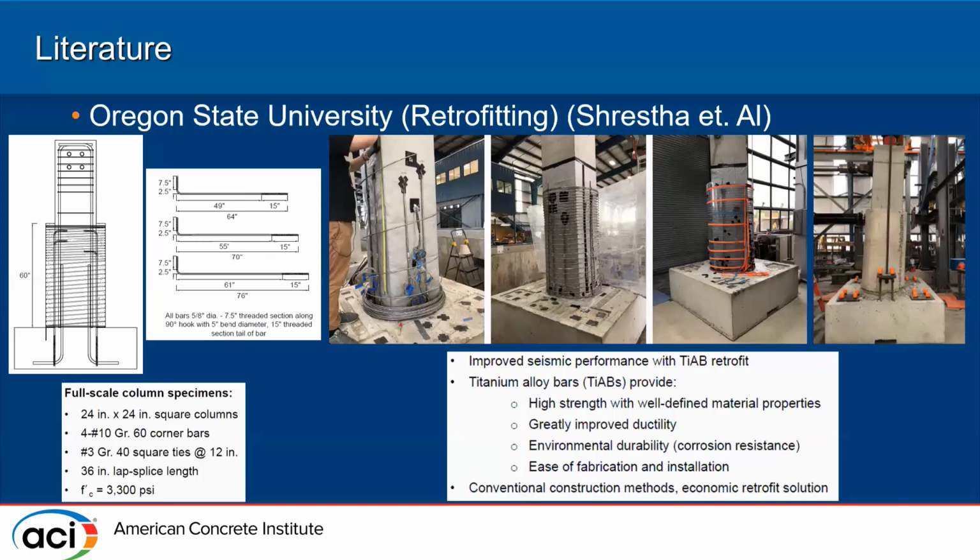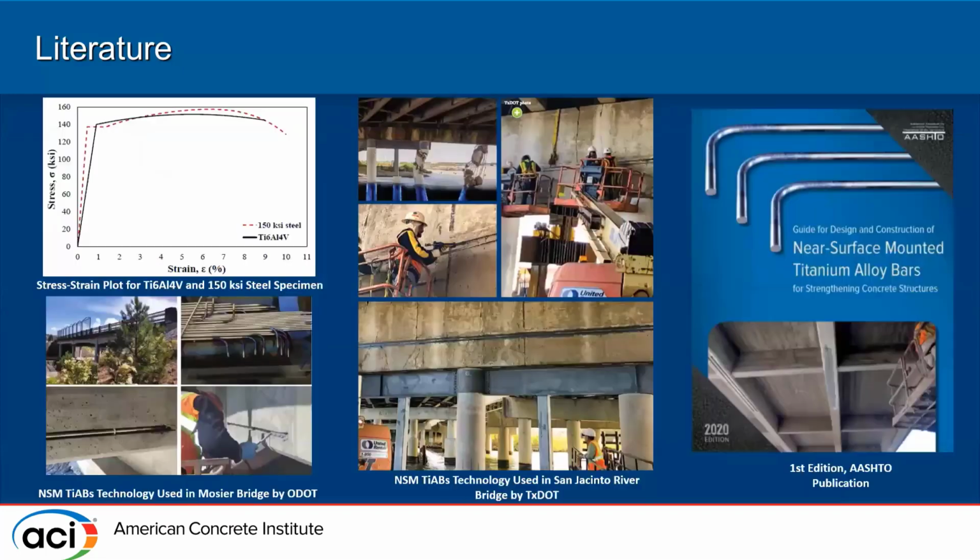And they obtained improved seismic performance using the titanium alloy bar retrofit. Some of the advantages they obtained were high strength with well-defined material properties and improved ductility. Another definite advantage is that they obtained an economic retrofit solution compared to FRP retrofit and other traditional retrofit solutions.